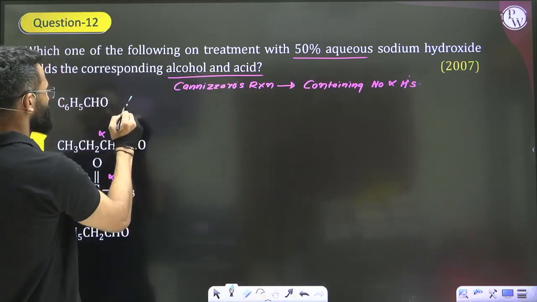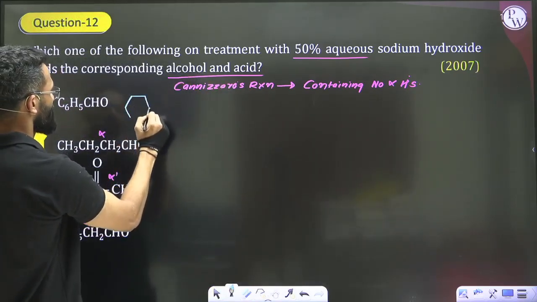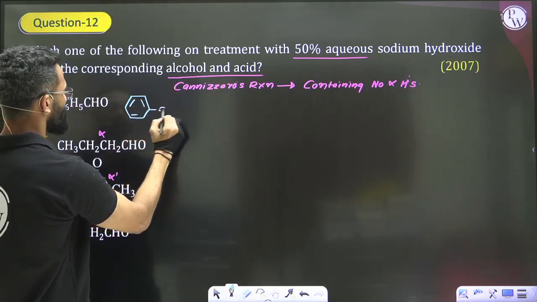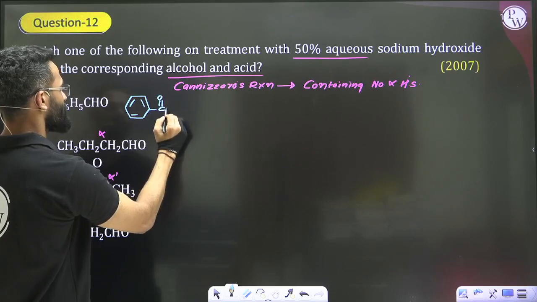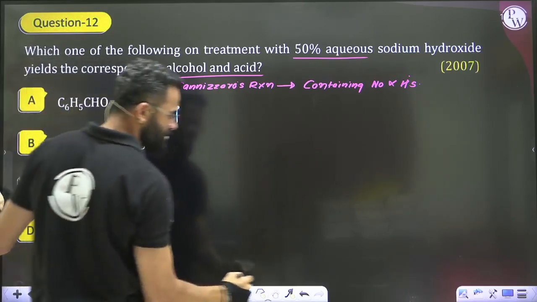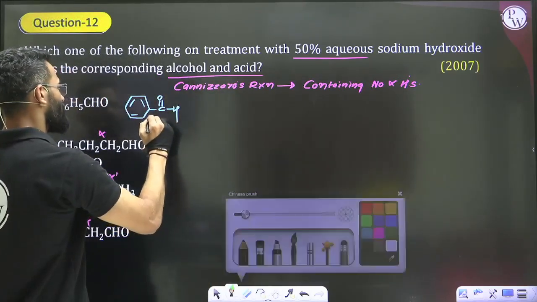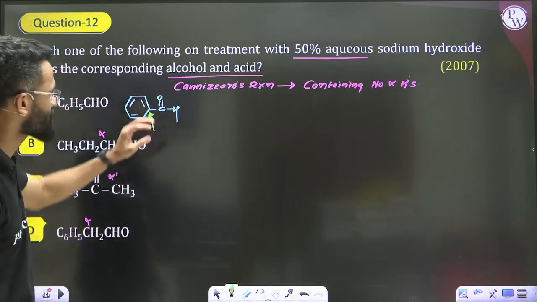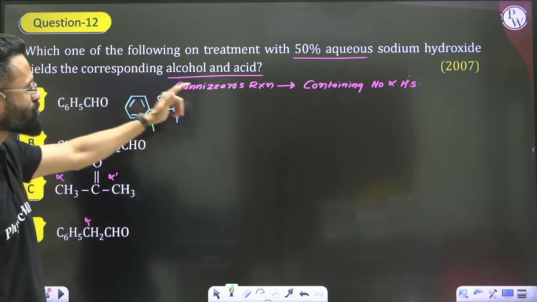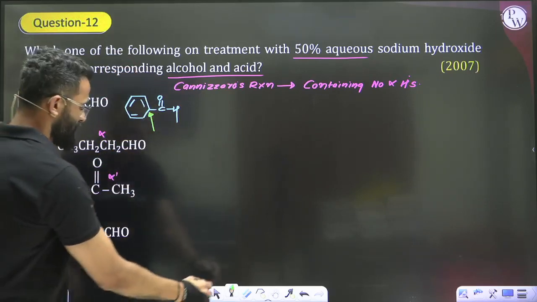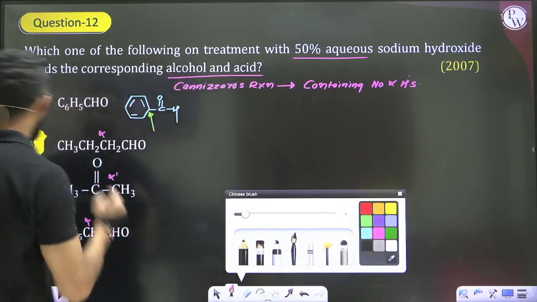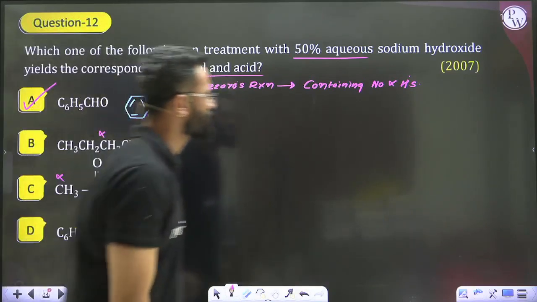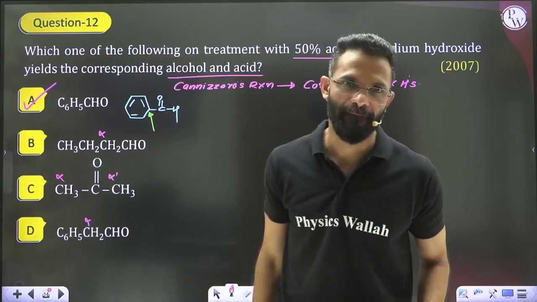Imagine if we represent it, we will write it like this. Yes, you see, there is an alpha carbon here, but there is no hydrogen present. Hence, such a compound is eligible to show Cannizzaro's reaction. Hence, everyone, option A is the right choice. That was question number 12 asked in 2007.